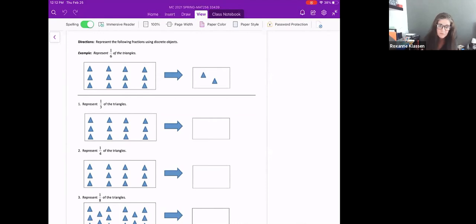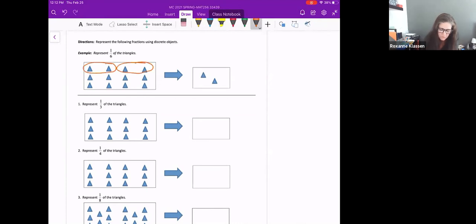I can do either one, right? So first, I'll do 6 equal groups. So 6 equal groups would be this. There's 1, 2, 3, 4, 5, 6. So that means each one of these must be 1/6 in size. So then I just wrote it right over here. 2 triangles is 1/6. Does that make sense? So that's one way to do this problem.